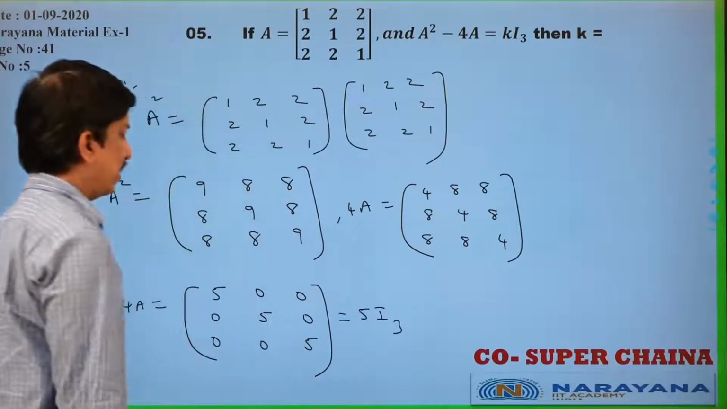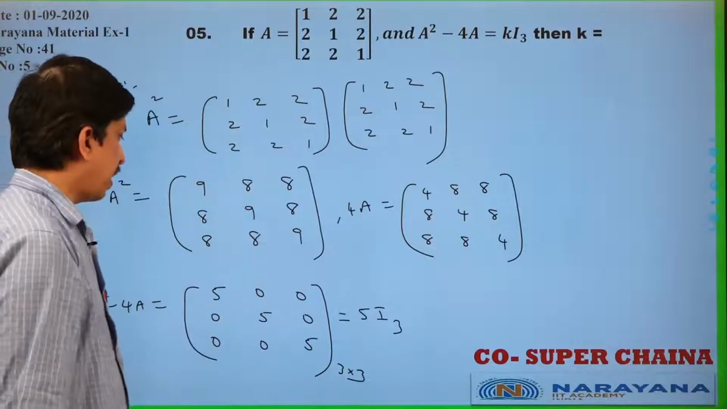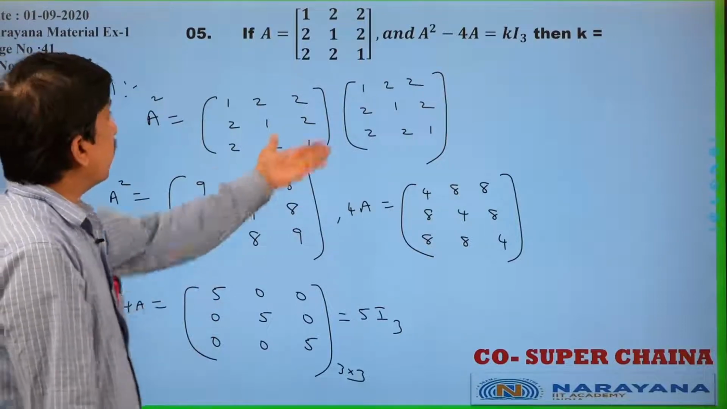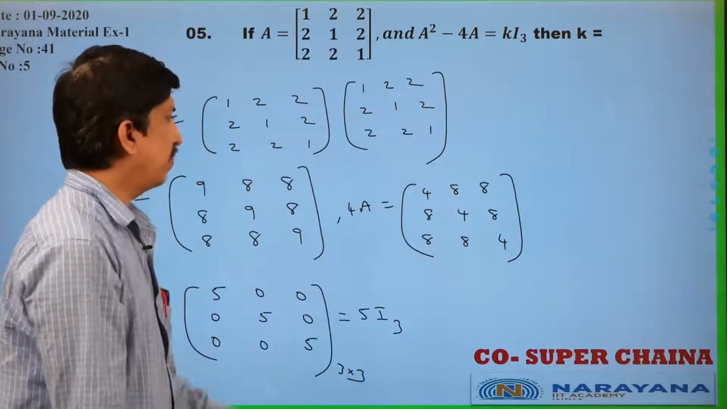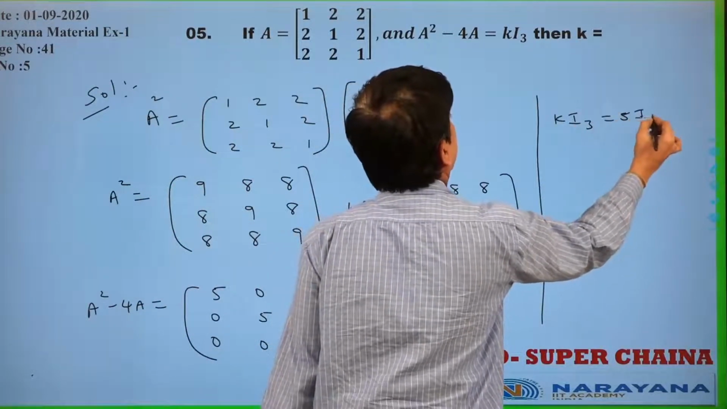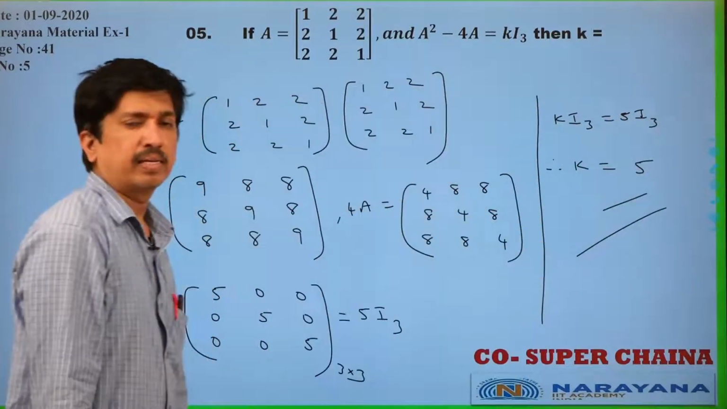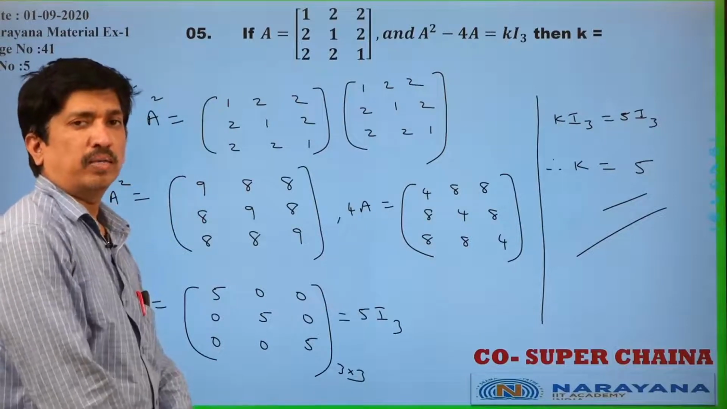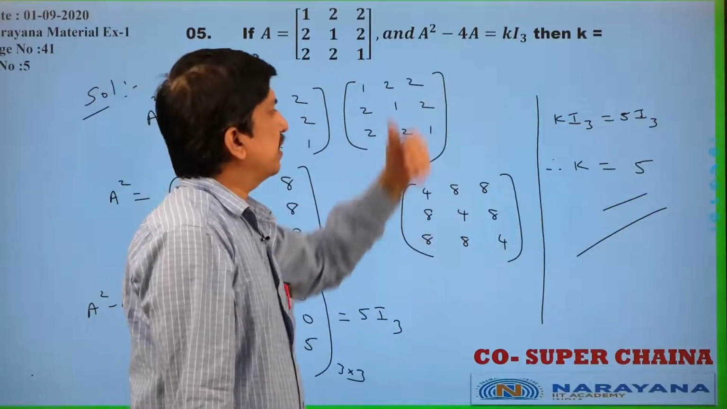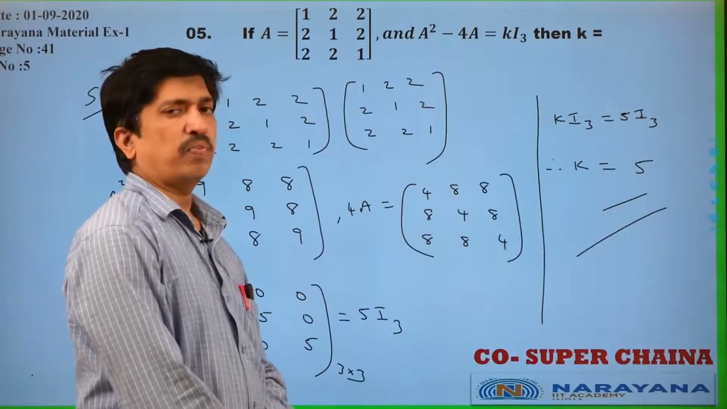5 I3 I got. This is I3 only, a 3 by 3 matrix. I am picking up 5 common from each and every element. I will get 5 into I3 only. So A square minus 4A equal to KI3, we got 5I3. KI3 equal to 5I3 only. Therefore, what does it mean for K? K is equal to 5 only. Is it clear? Just A square minus 4A I got 5I3. That was given KI3 only. KI3 is equal to 5I3. Therefore, K equal to 5 is the final answer.